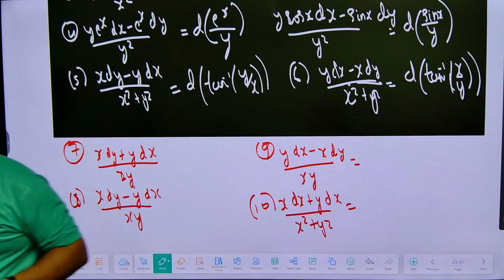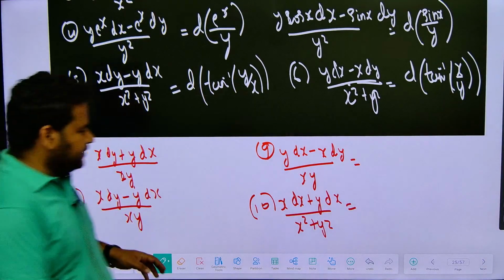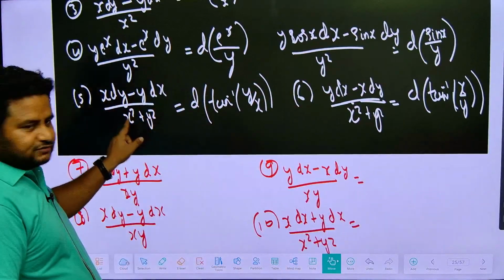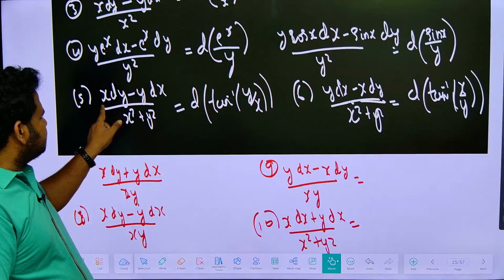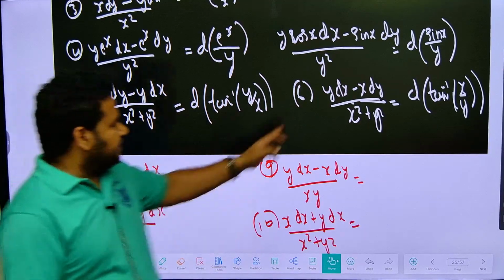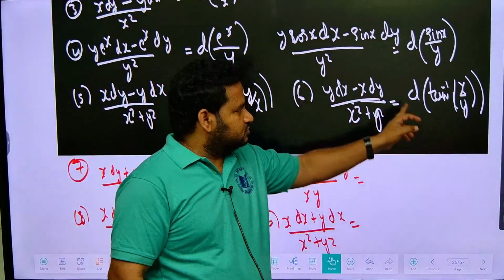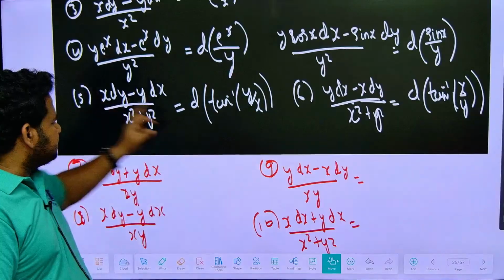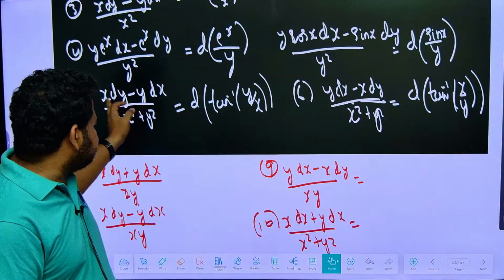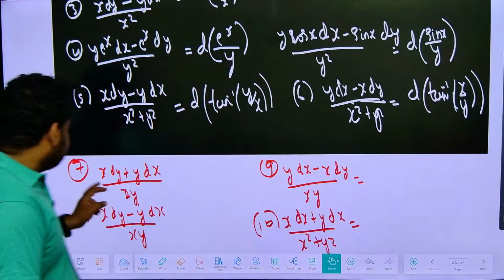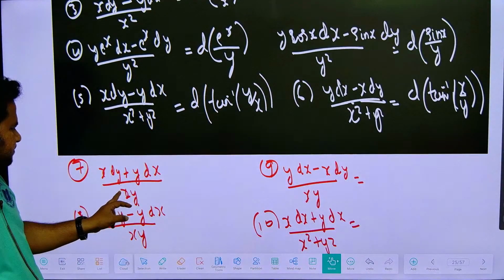Now look at this. Let me repeat. What did I tell you? When it comes to x dy minus y dx over x square plus y square, with x dy the denominator will be x, and with y dx the denominator will be y. So it is tan inverse of x by y or tan inverse of y by x. That's all. Now see here, x dy plus y dx by xy.